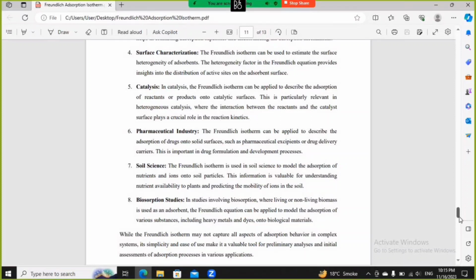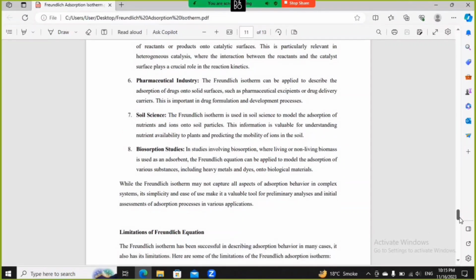The next one is surface characterization. The Freundlich adsorption isotherm can be used to estimate the surface heterogeneity of adsorbents. In catalysis, the Freundlich isotherm can be applied to describe the adsorption of reactants or products onto catalytic surfaces. Pharmaceutical industry. In pharmaceutical industry, the Freundlich adsorption isotherm can be applied to describe the adsorption of drugs onto solid surfaces, such as pharmaceutical excipients or drug delivery carriers.